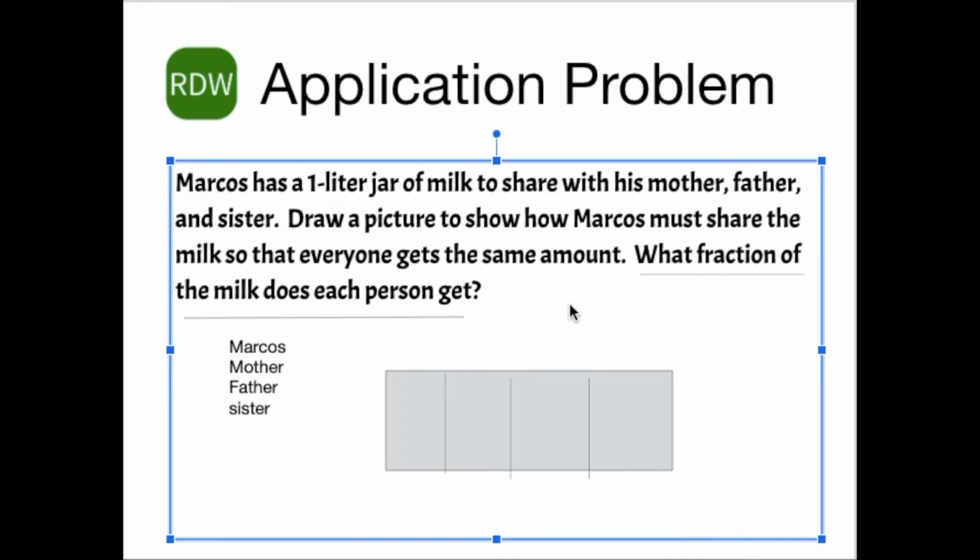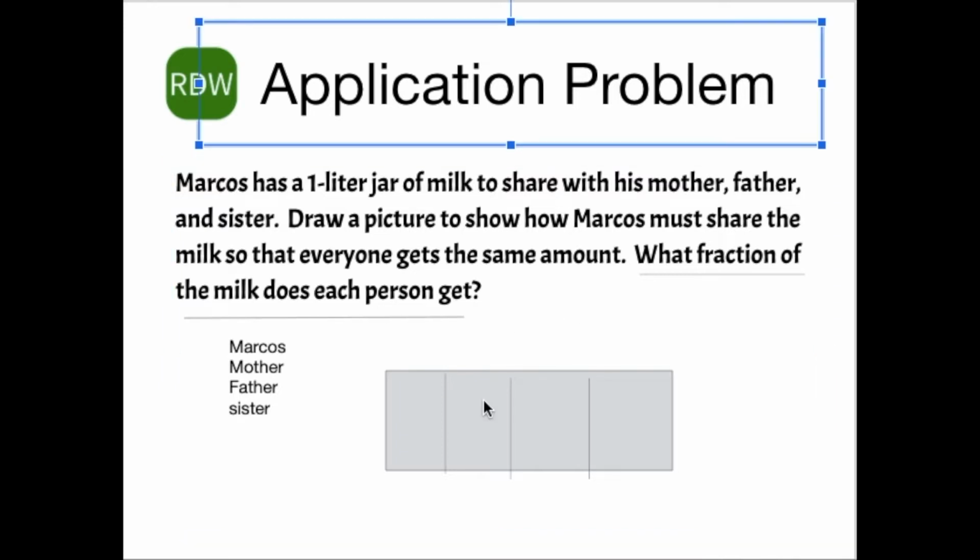Well, let's break this fraction strip up into fractions. Take a minute and identify each part of your rectangle. So you should have one rectangle broken up into 4 parts. I'm talking about 1 out of 4 parts, so that is the fraction 1/4.